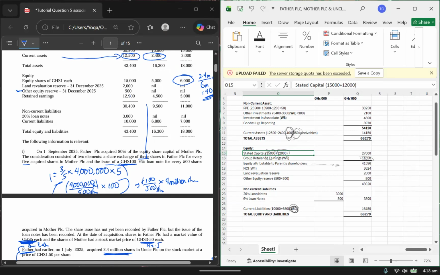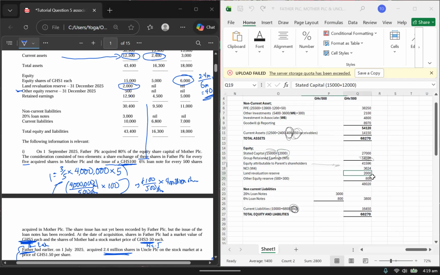So they said that the stated capital here, since it's for the parent, and then the group retained earnings, is in relation to the parent or the group. This total, the two of them, will be what? The equity portion that should be attributable to the parent's shareholders. Before you add what? The NCI. But what we've been doing most often is stated capital plus group retained earnings plus NCI. It's still fine. And then the land revaluation reserve was already in here.